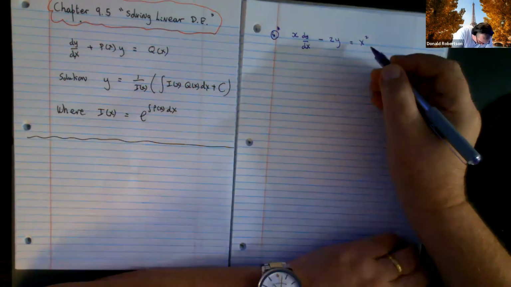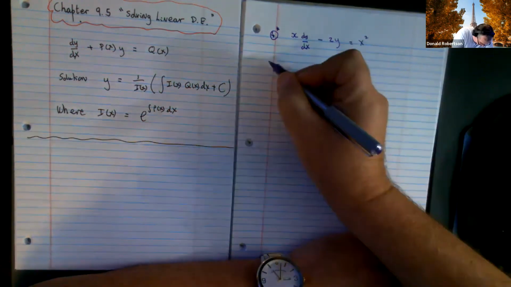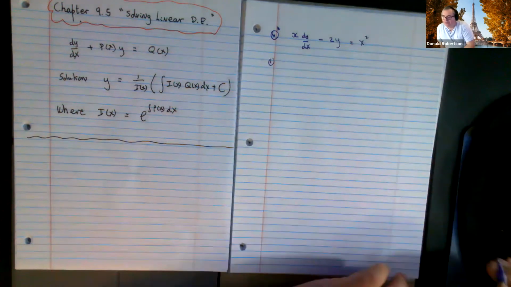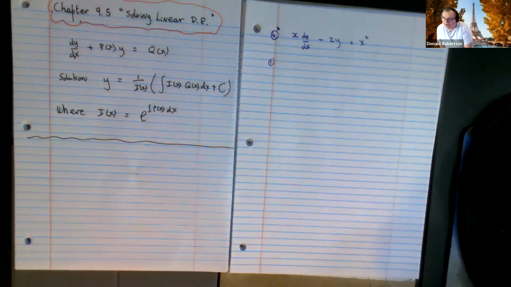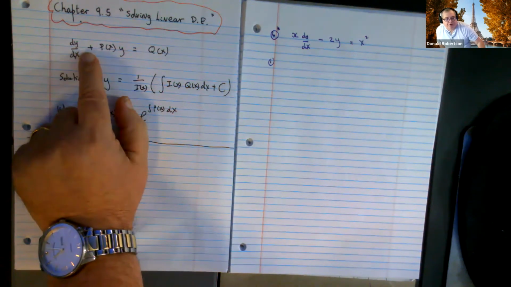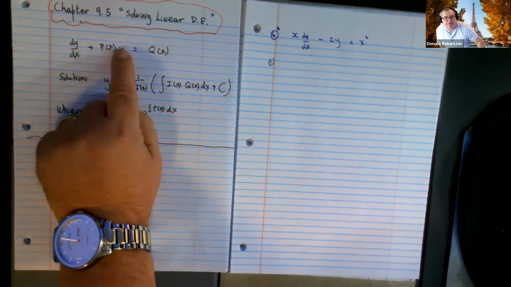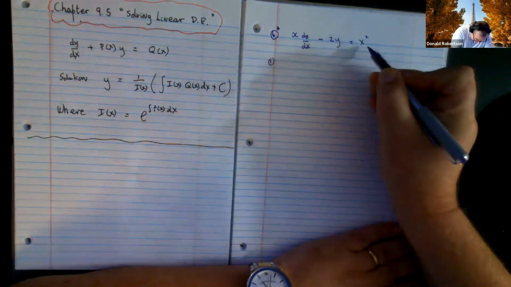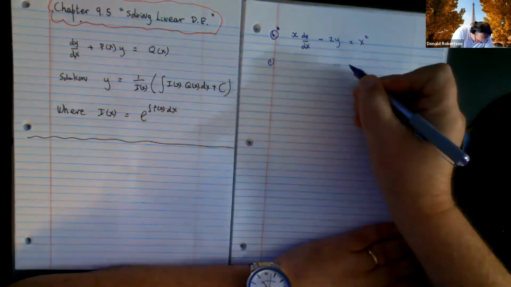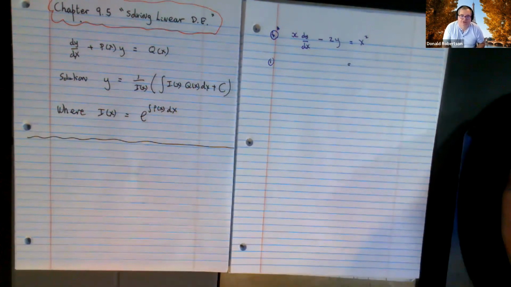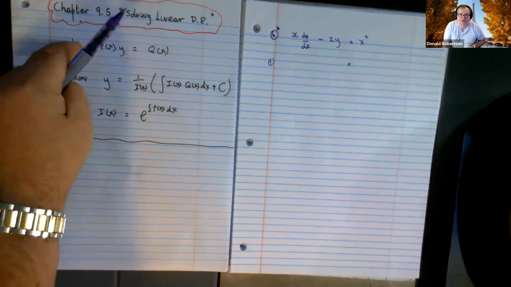In this question here, a version of question 4, do you notice that this is not in its standard form yet? That's typically the first step you need to do. Standard form is the derivative on its own plus a function of x times y equals a different function of x. So in this case here, what should I do to both sides to make it its standard form, to get it to look like this? What should I do to both sides?